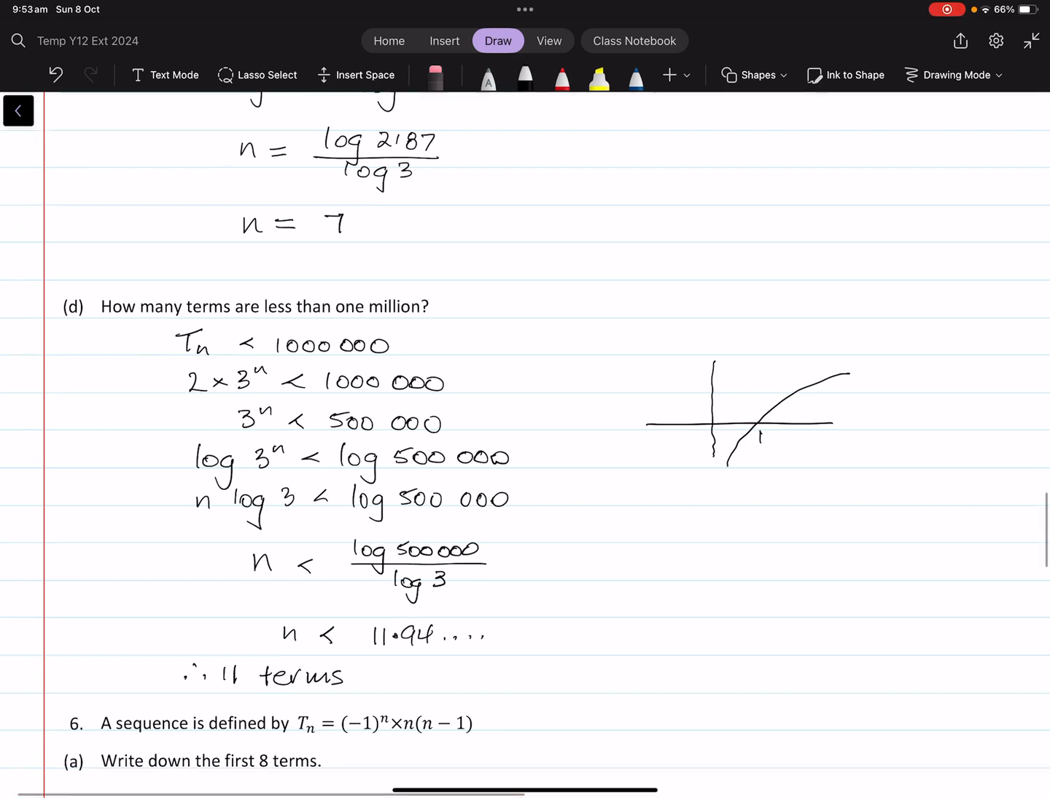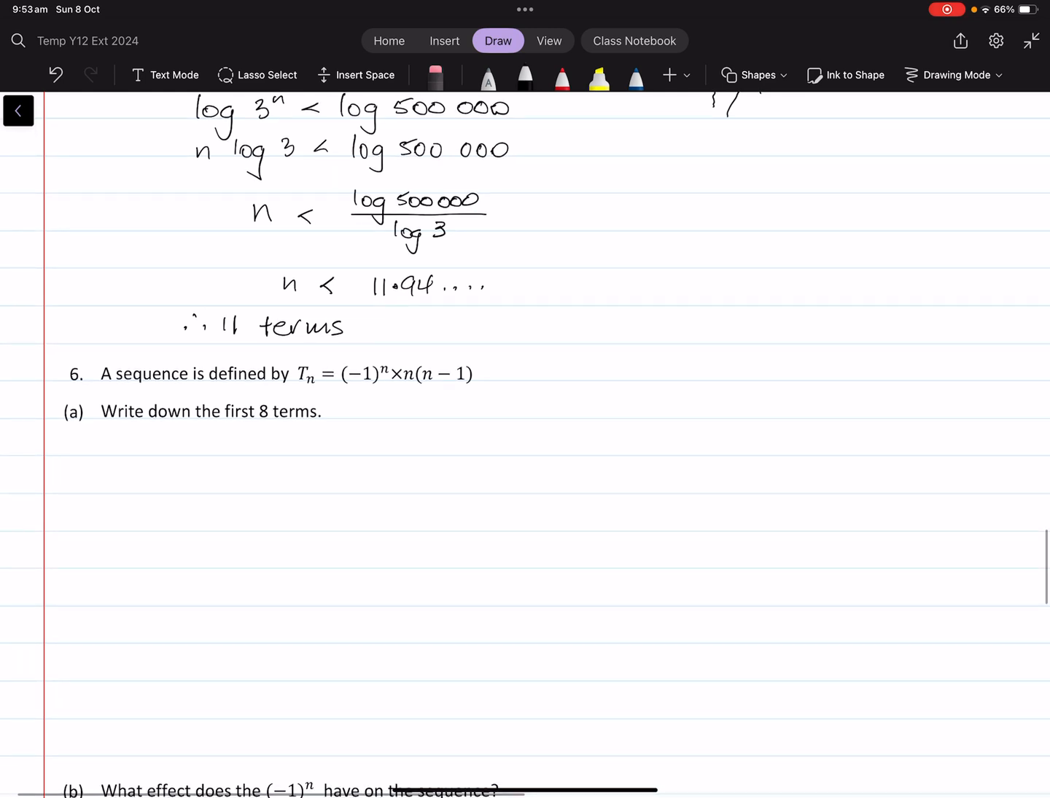Needs to be less than 11.94. So there's 11 terms. Okay, going to question number 6.